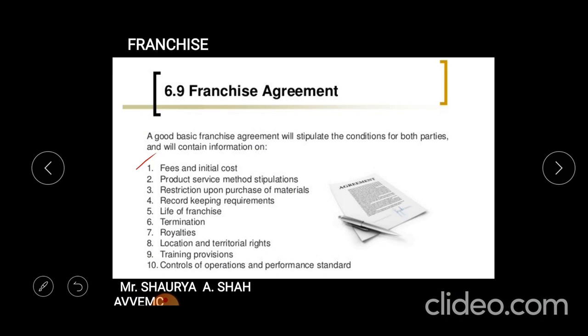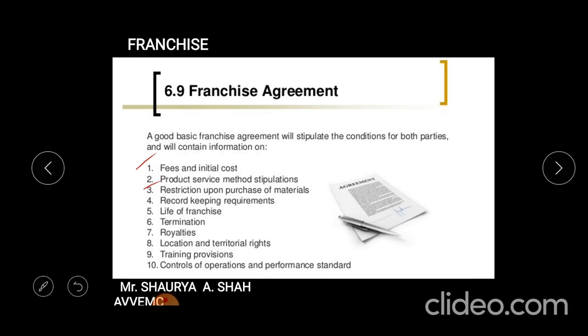Second is your product service method stipulations. What will be the product and how the product service will be going on, and the methods for producing. There will be types of franchise, we will be studying it. Either it is a product type, or it is a manufacturing type. So what will be the service method and the stipulations I need to study.